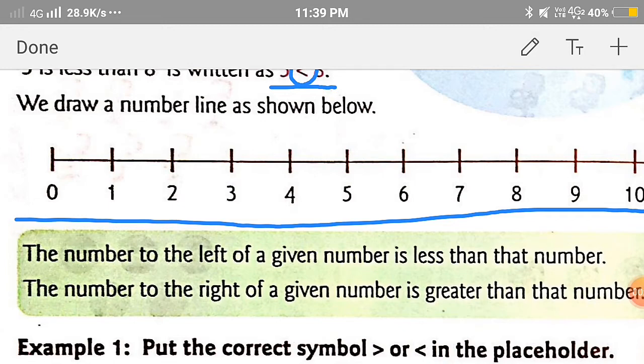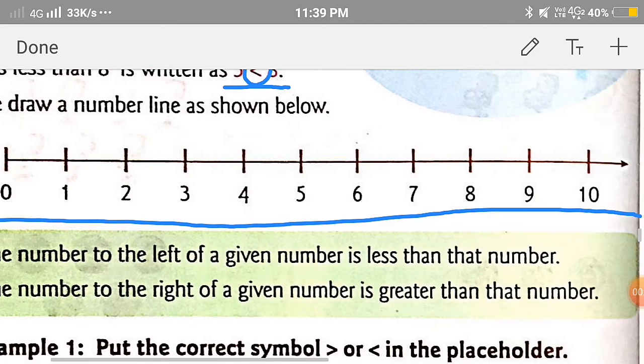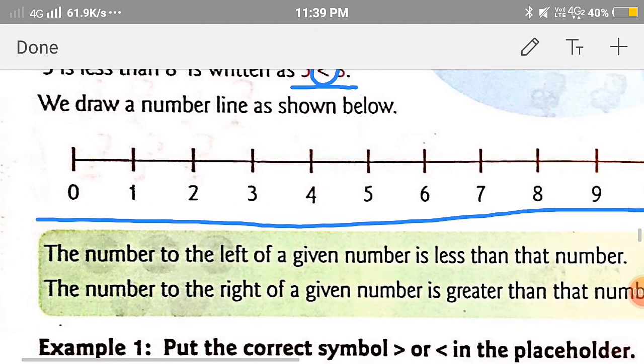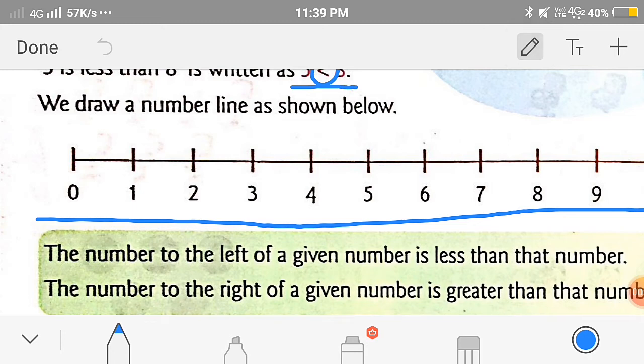The number to the left of a given number is less than that number. Means जो नंबर गिवन नंबर के लेफ्ट साइड में होता है वो हमेशा उस नंबर से छोटा होता है. और we can say that numbers that come before are always smaller than the given number. So let's see with an example.